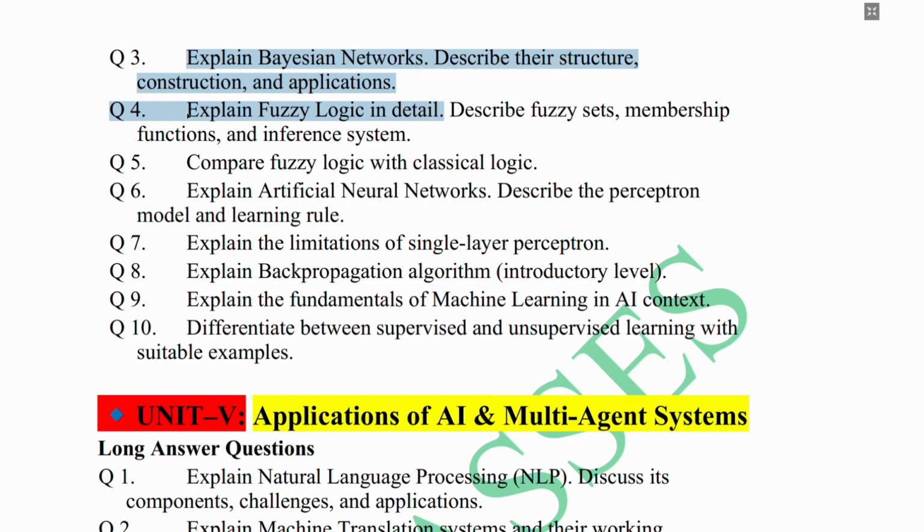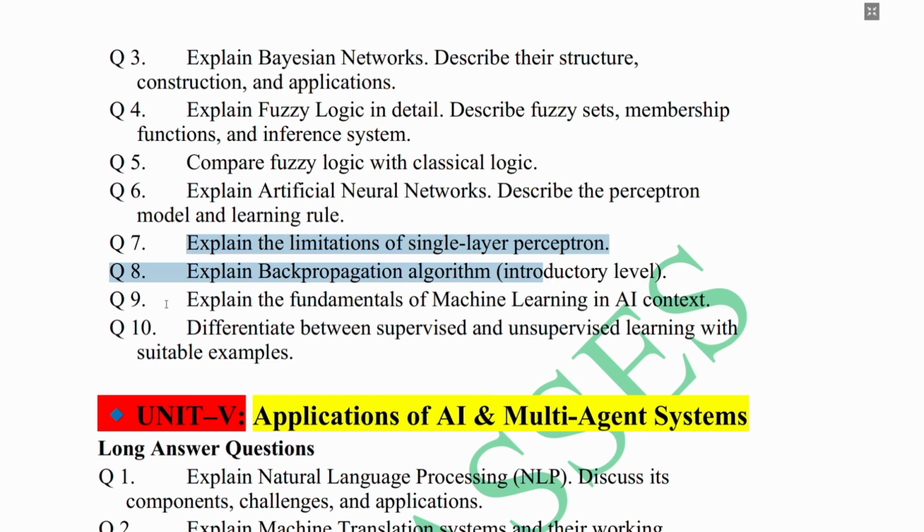The next question is: explain fuzzy logic in detail, and describe fuzzy sets, membership functions and inference system. The next question is: compare fuzzy logic with classical logic. The next question is: explain artificial neural networks, and describe the perceptron model and learning rule. The next question is: explain the limitations of the single layer perceptron. The next question is: explain the backpropagation algorithm at an introductory level.